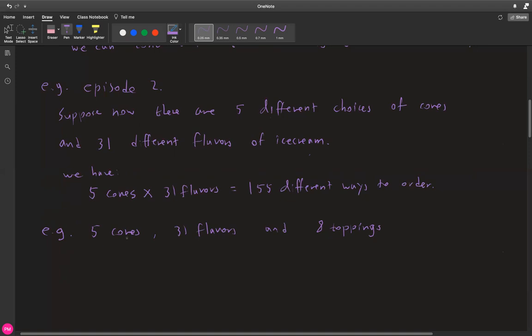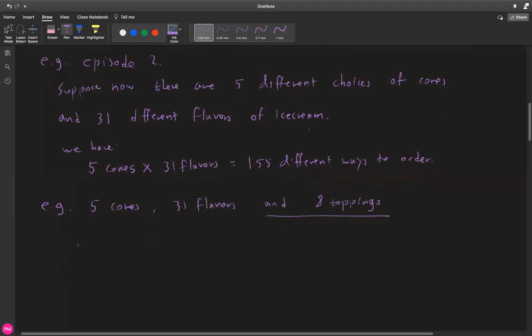So we still have 5 different choices of cones, and we still have 31 different choices of flavors. But instead, we now have another variable, and it's the toppings. And suppose that you are ordering one of each. So to order a single serve ice cream, let's say you have to get 1 cone, 1 flavor, and 1 topping. Then how should you do it?